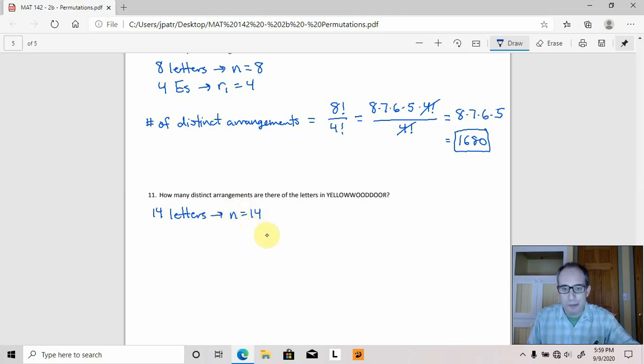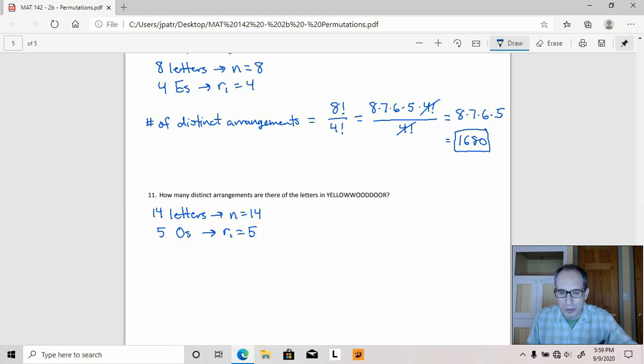Then let's see, what repeats? There are a lot of O's. That's the first thing that jumps out to me. There are 5, right? 1 in yellow, 2 in wood, 2 in door. So 5 O's. And I guess you don't have to put these in the order they show up in the word, right? Because I'm clearly not doing it right now. So R1's gonna be 5.